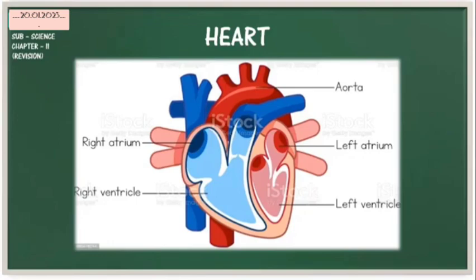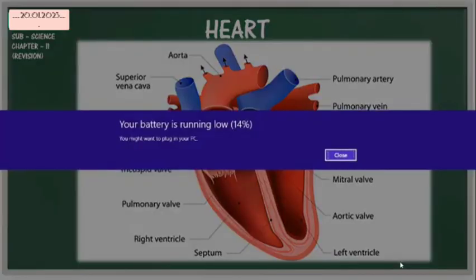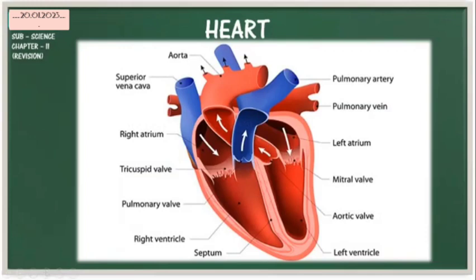The atrium and ventricles are separated by valves. These are muscular flaps that allow the blood to flow in only one direction. The right side of the heart carries deoxygenated blood, while the left side of the heart carries oxygenated blood. The heart is separated by a partition called the septum from the right side of the heart to the left side. This prevents mixing of oxygenated and deoxygenated blood inside the heart.